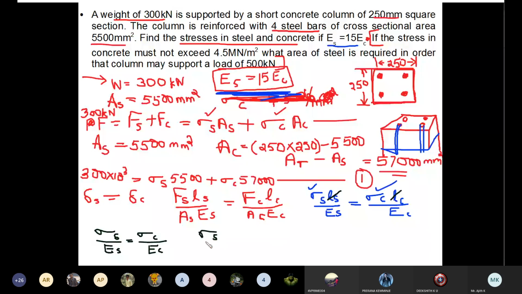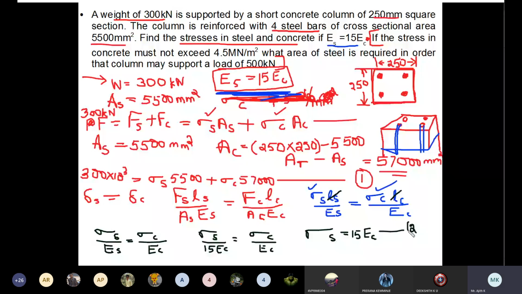Sigma S divided by 15 times EC is equal to sigma C divided by EC. When you simplify, you will get sigma S is equal to 15 times sigma C. This is equation number 2.